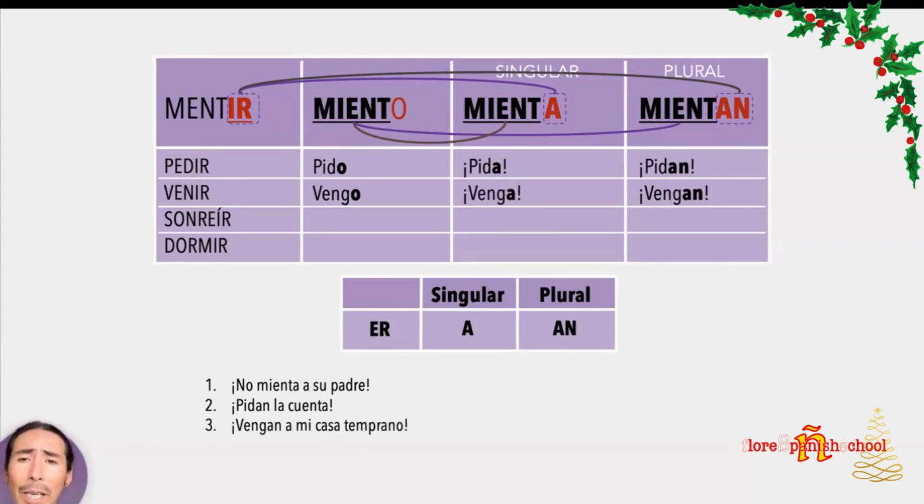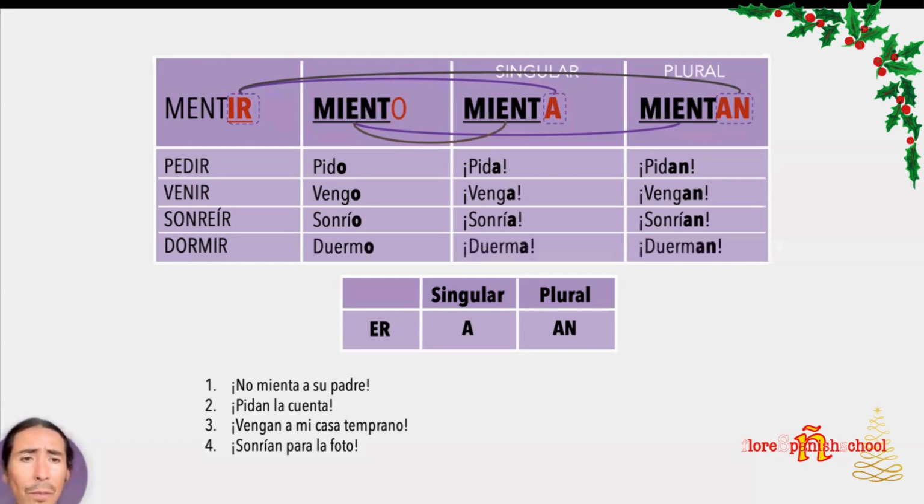Vengan a mi casa temprano. Come to my house early. Sonreír. Yo sonrío, sonría, sonrían. Sonrían para la foto. Smile for the picture. Dormir. Yo duermo. Duerma, duerman. Duerman temprano. Tomorrow we're leaving early.